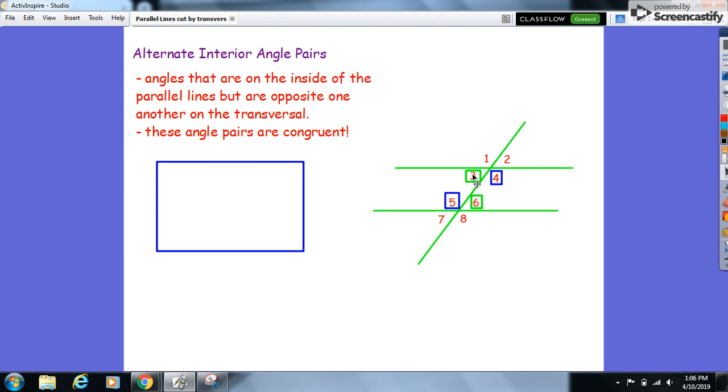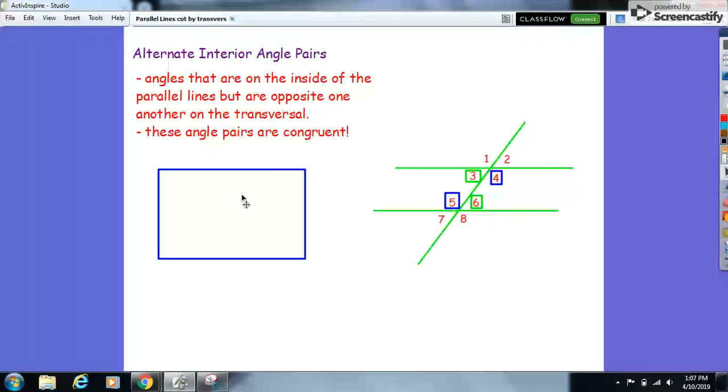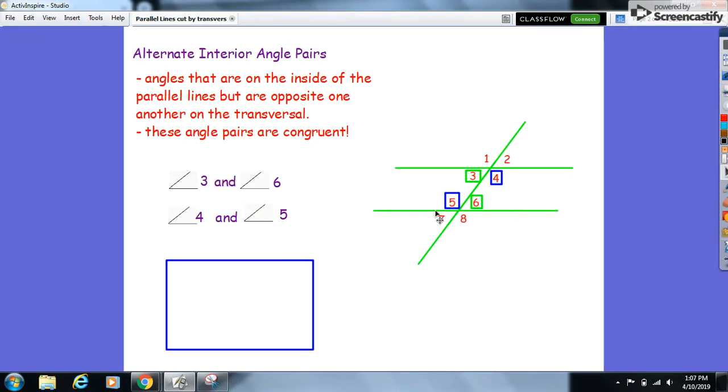Alternate means opposite side, not just on the other side, but also opposite side, top and down, or up and down. So look in here, angle 3 and angle 6 are on the opposite side, both direction-wise and up and down, of the transversal. So they would be considered alternate interior angles. The same thing would apply with angle 4 and 5. Another awesome part about this is if you know the measure of angle 3, it's also equal to the measure of angle 6. They have the same exact measurement. So pause this video one more time, get this information written down.